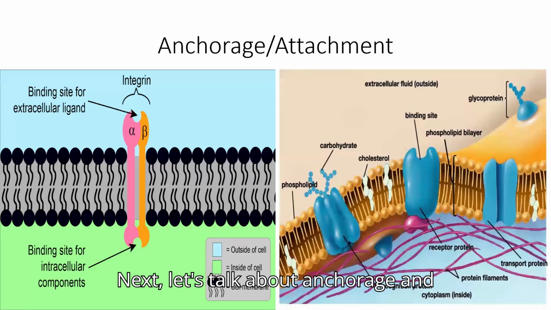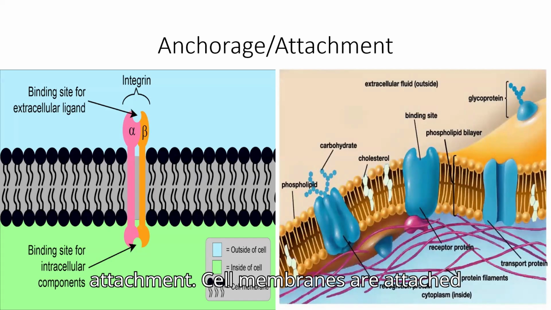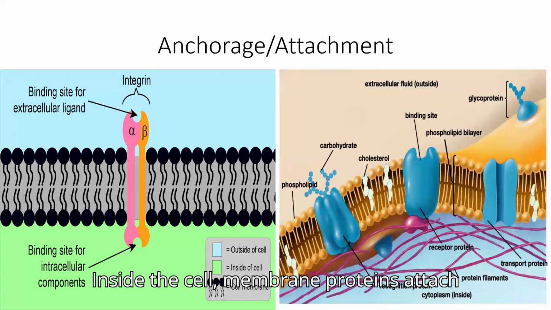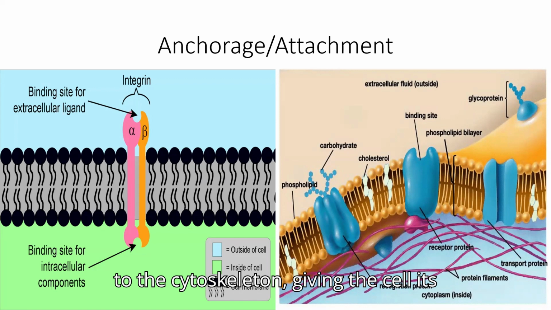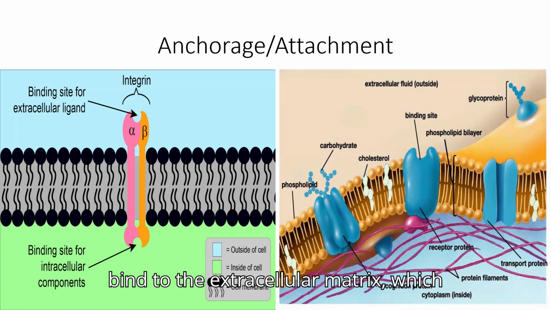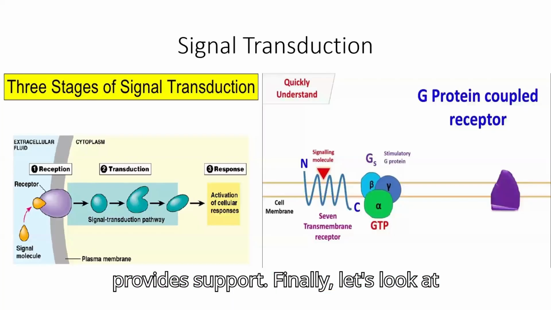Next, let's talk about anchorage and attachment. Cell membranes are attached to both the structures inside the cell and the environment outside. These connections are critical for maintaining cell structure and communication. And so, inside the cell, membrane proteins attach to the cytoskeleton, giving the cell its shape. Outside of the cell, proteins can bind to the extracellular matrix, which provides support.